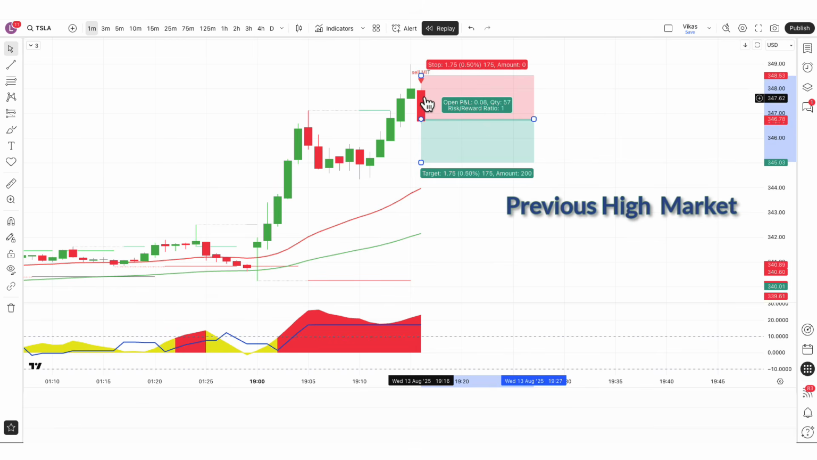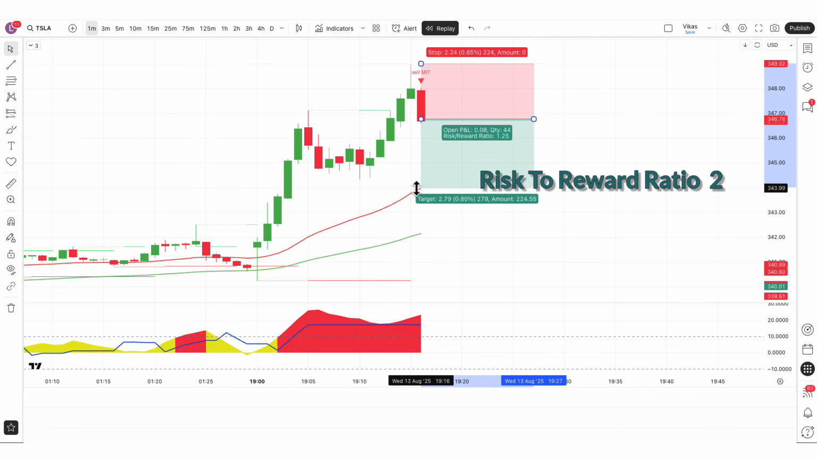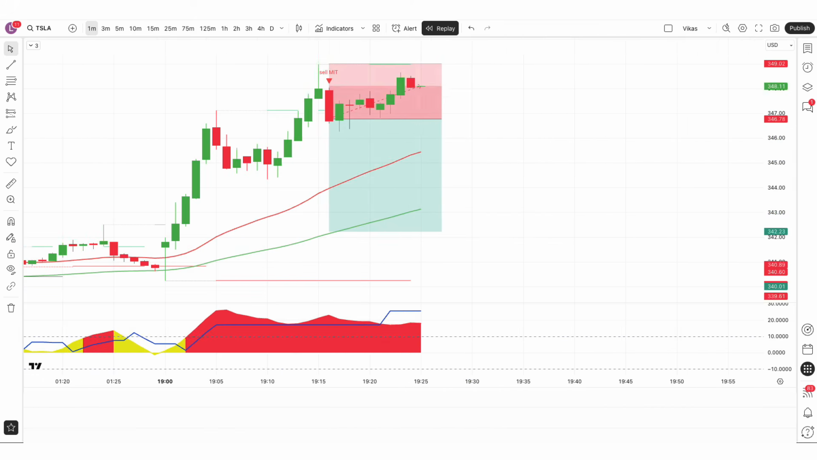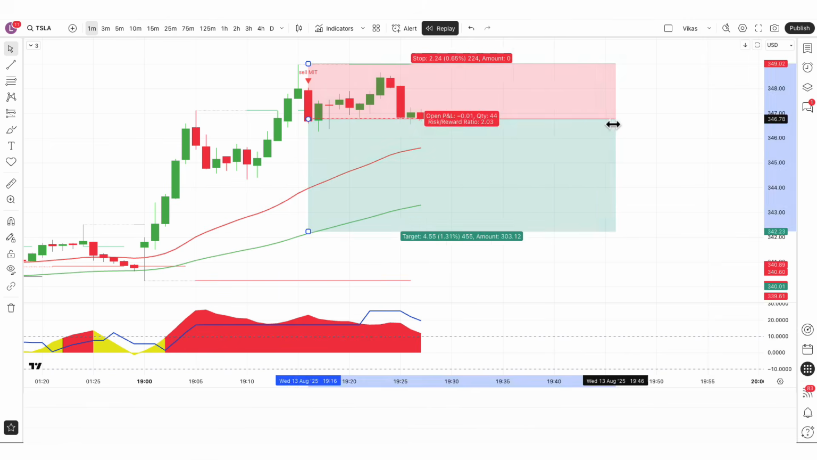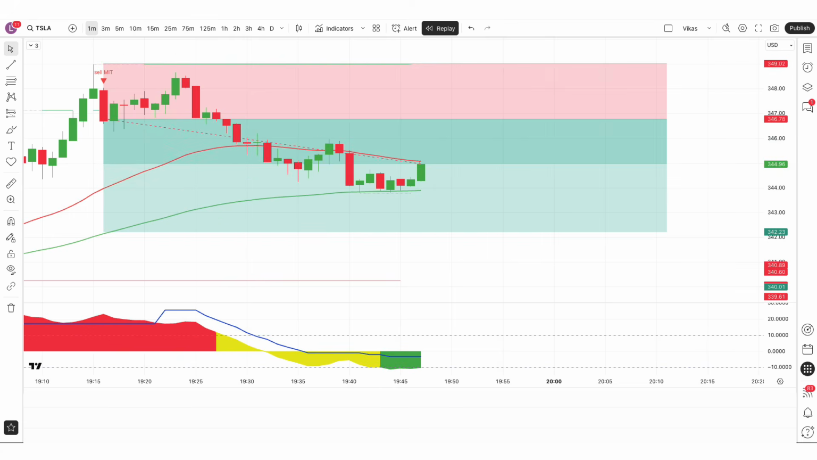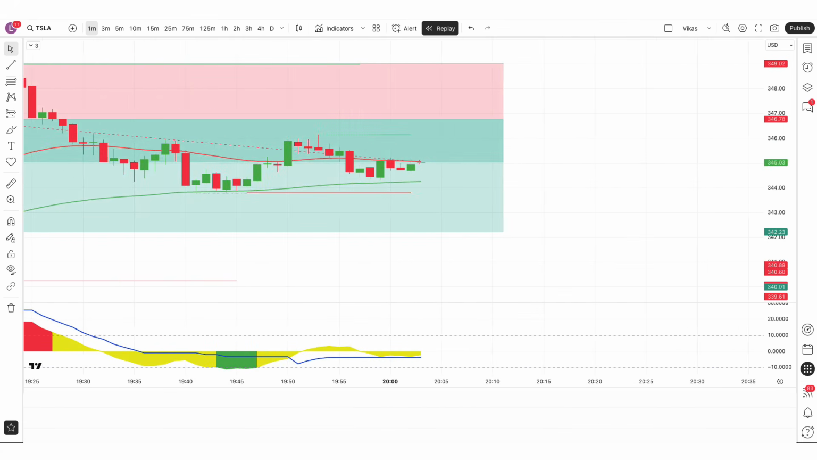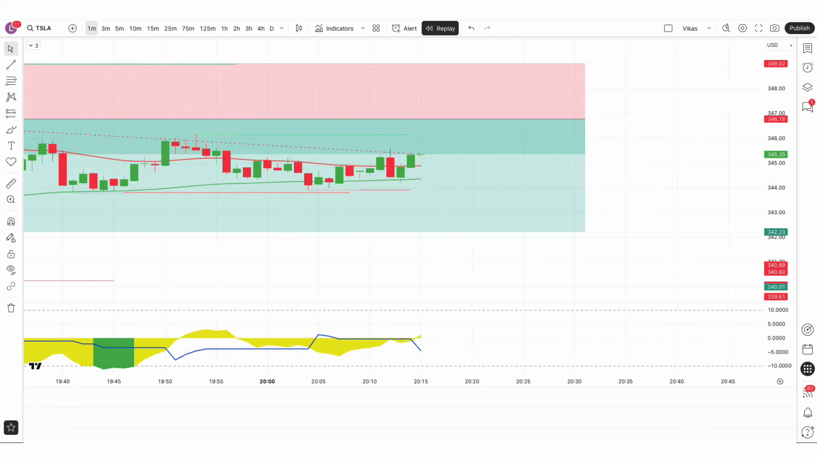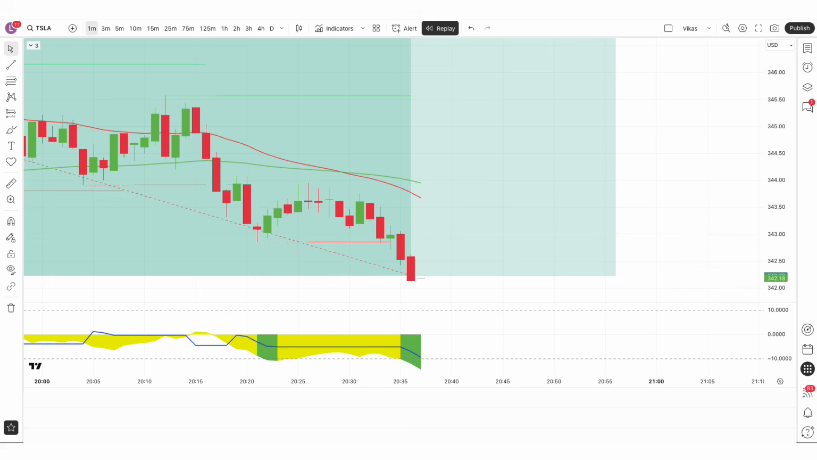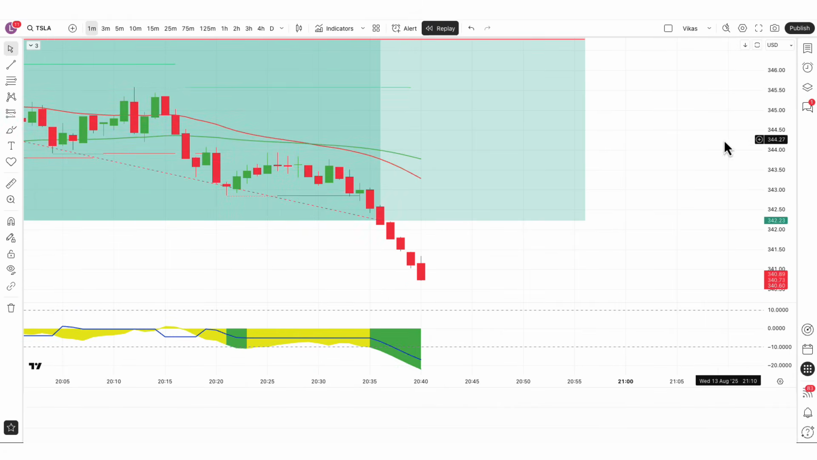Our stop loss is to be placed at the previous high of the market. And the risk to reward ratio will be 2. The market has completely hit the target.